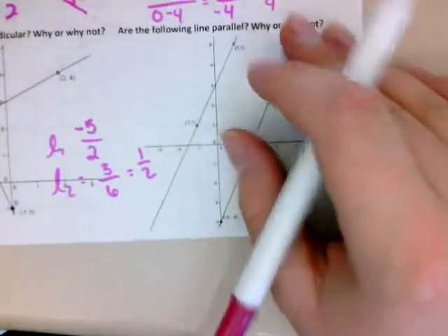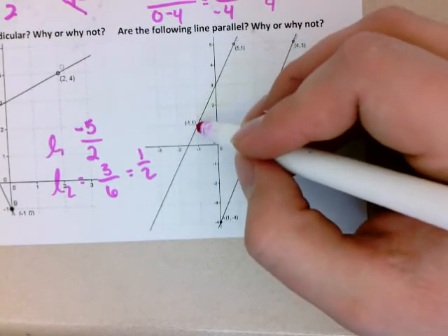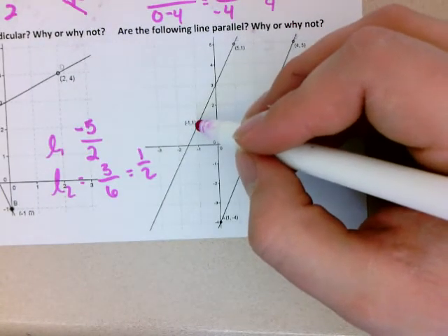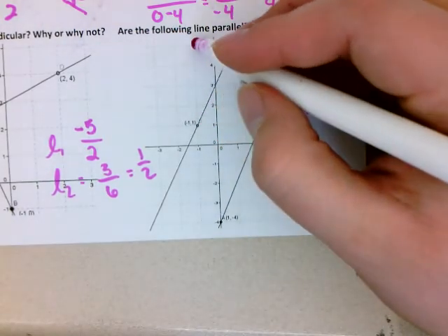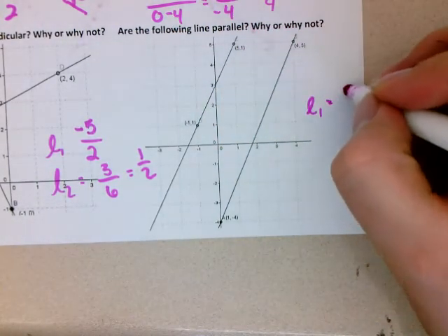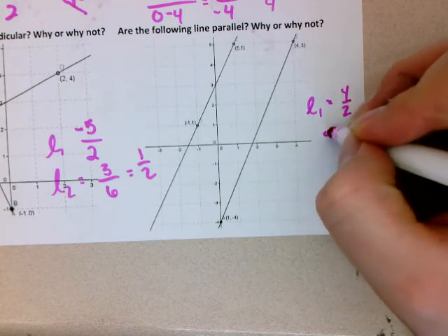Last but not least, parallel. So once again, let's do the same thing. Let's figure out what they are, and we can figure out if they're parallel from there. So line 1. Go up 1, 2, 3, 4. Go over 1, 2. 4 over 2, or 2.